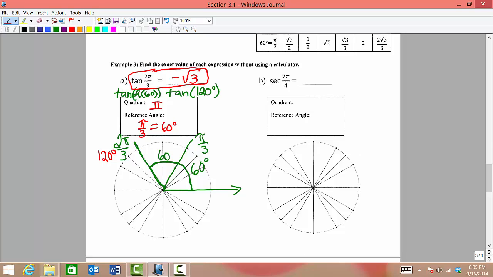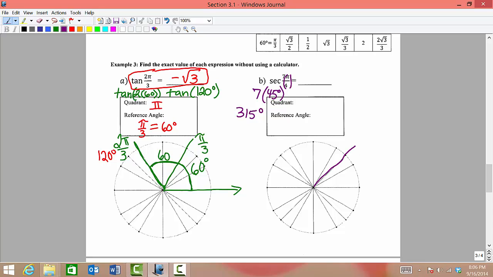In example B, we're asked to find secant of 7 pi over 4. So we want to measure off what our angle is, and that would be 7 times pi over 4. Pi over 4 is 45 degrees. So 7 times 45 degrees, that would be 315 degrees. Basically what we're saying is we are measuring off 7 segments of 45 degrees.